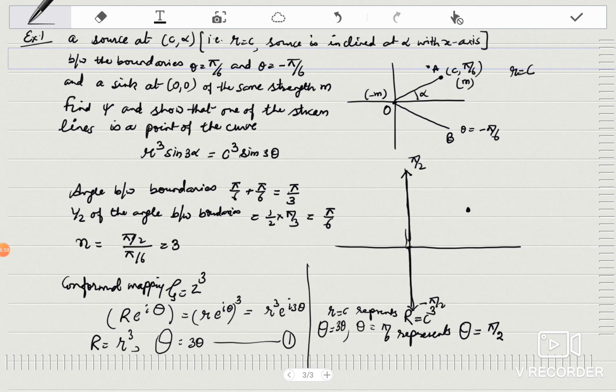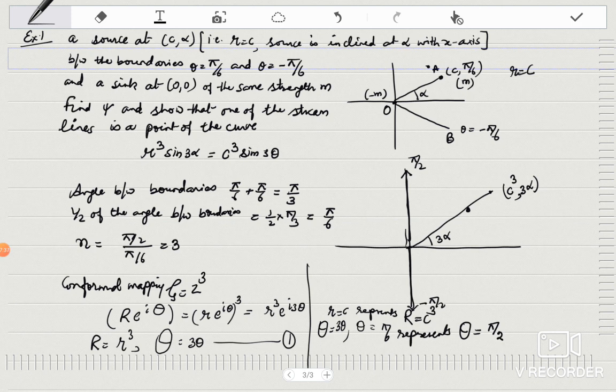Now look at the location. r is equal to C represents capital R is equal to C cubed. So let this be the point which is represented by C cubed, and it is making an angle 3 theta. Here I said it was inclined at angle alpha, so I should write it as alpha; it is 3 alpha, so this angle is 3 alpha.